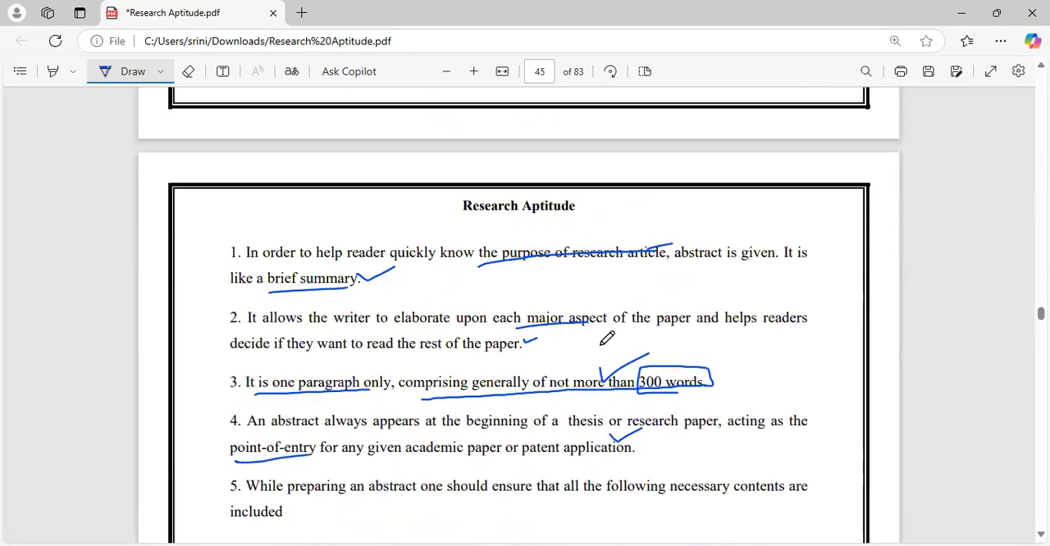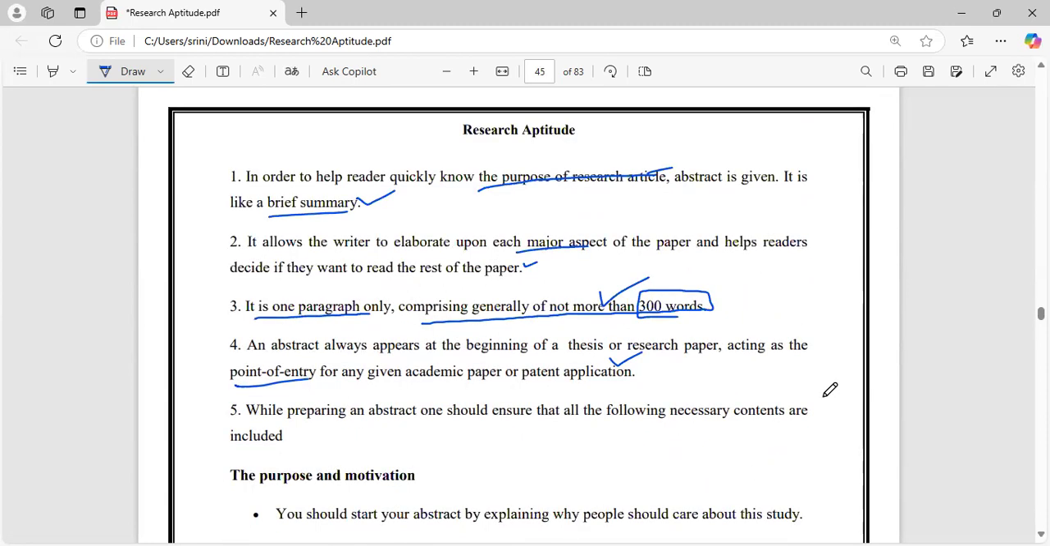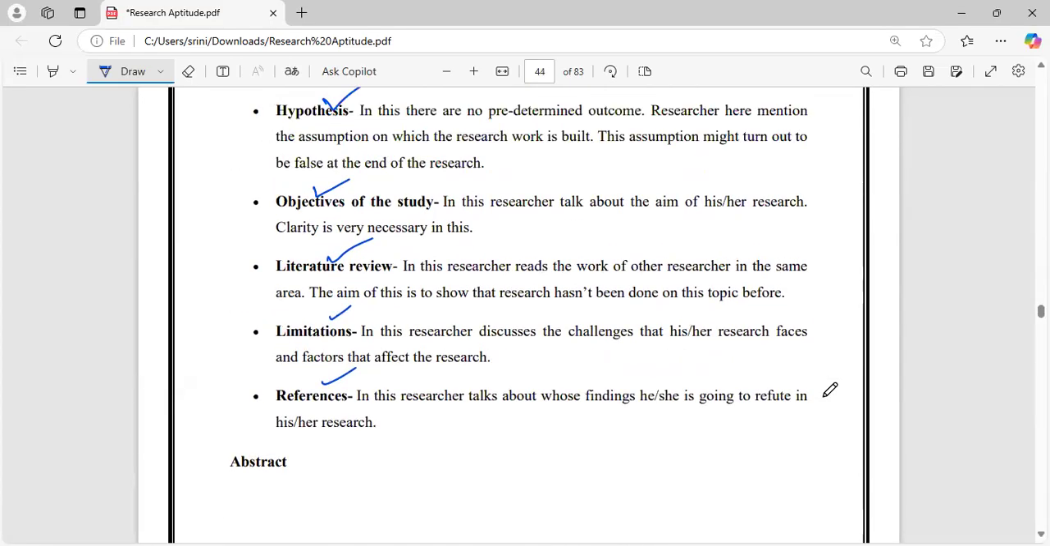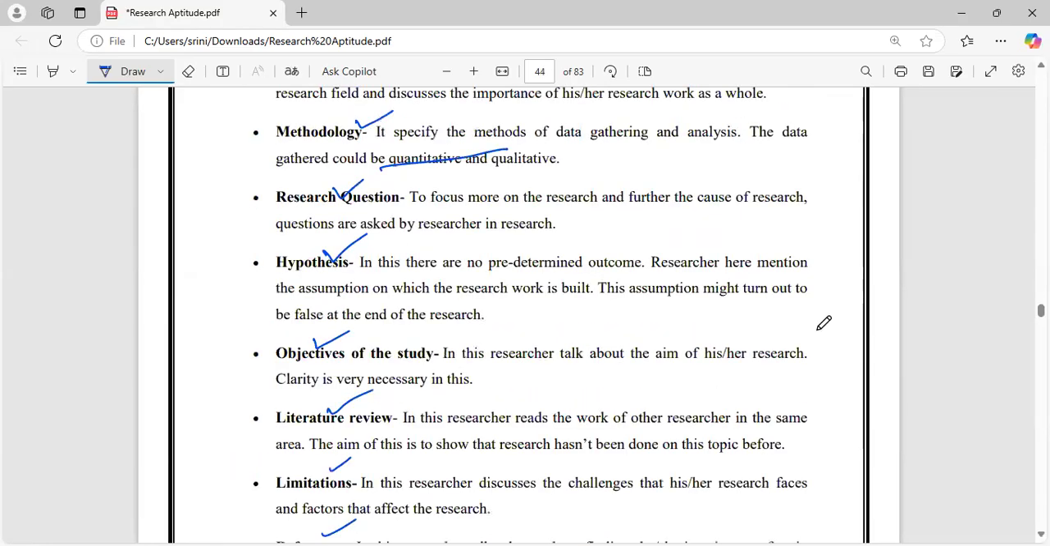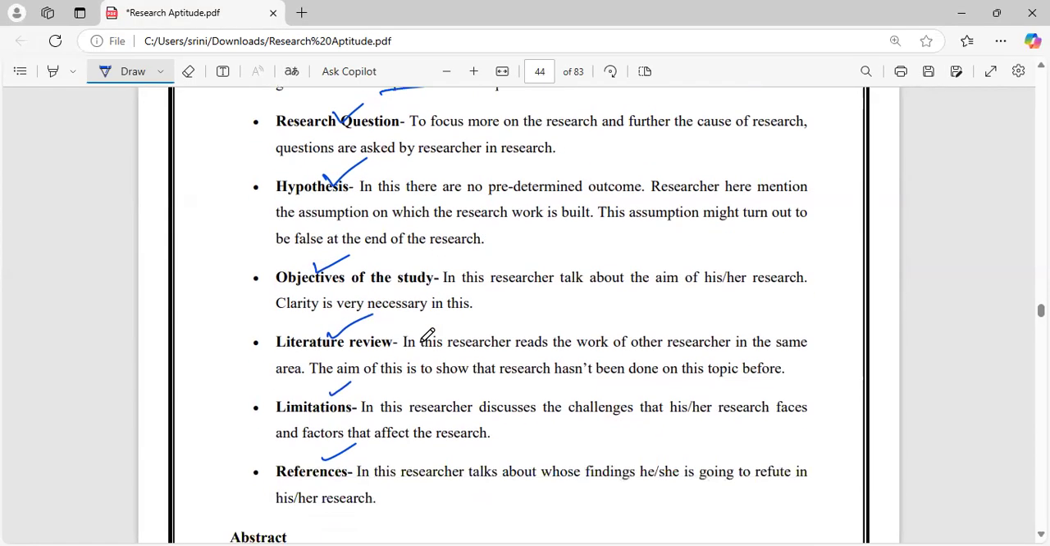Excuse me, sir. Sir, what is the main difference between synopsis and abstract? In synopsis, we can say that it is a plan. It contains all the related plans about the research, such as the research question, methodologies to be followed, objective of the study, references, and literature review.